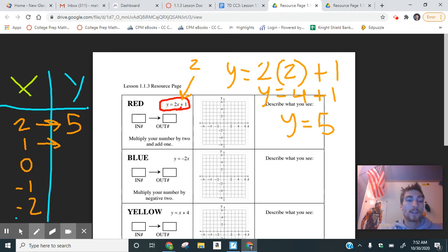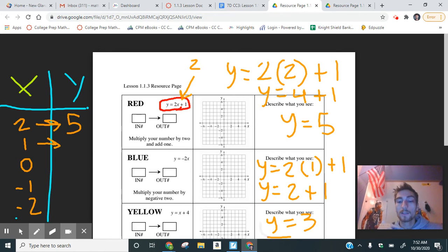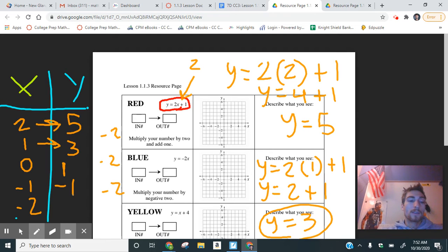Next, if we did 1, plug it into the equation, we would have y equals 2 times x. In this case, we plug in 1 for x, plus 1. So y equals 2 plus 1. Y would then equal 3. Alright, so far we have 2 to 5, 1 to 3, 0 well, that would just go to 1. So it looks like we're starting to see a pattern here. It looks like we're going down by 2 each time. So if we keep subtracting 2, then we'd have -1 and -3.